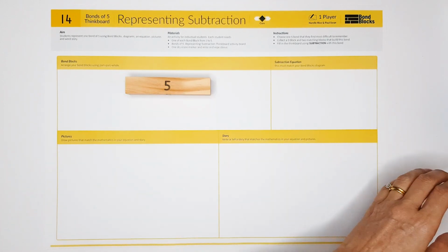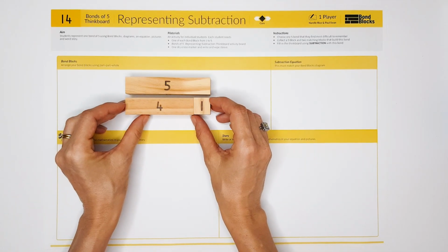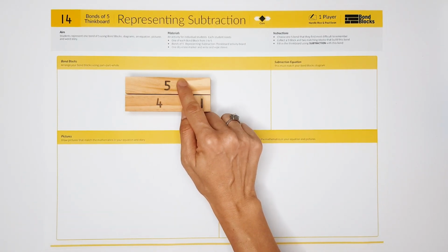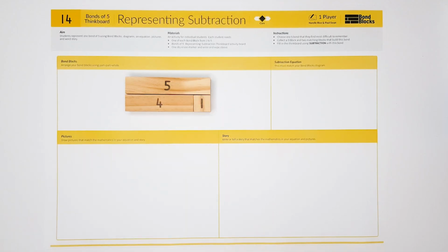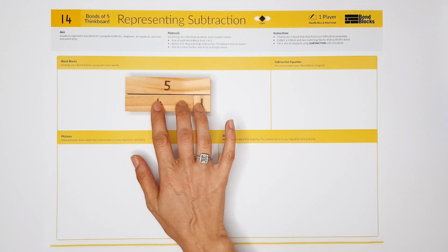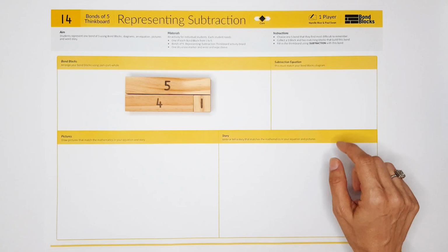I'm going to choose the 2-part bond of 5 of 4 and 1. So the parts of 4 and 1 bond together to be equal to the whole of 5. When you're placing your blocks, remember to place the whole on the top row and the 2 parts that join together on the second row underneath.